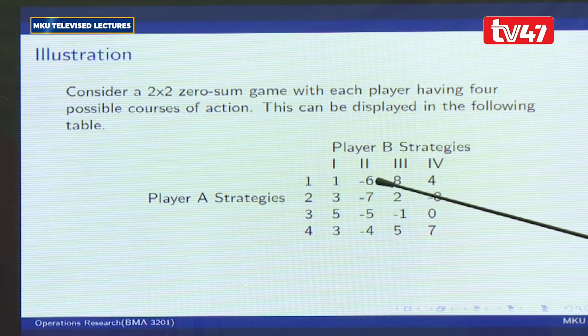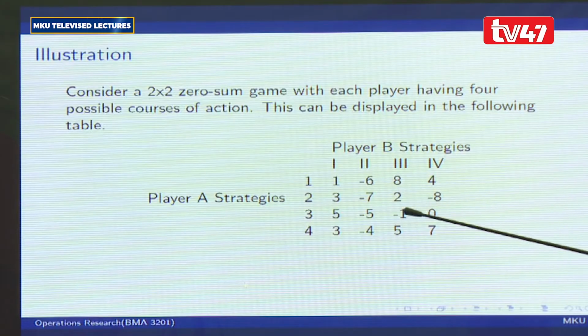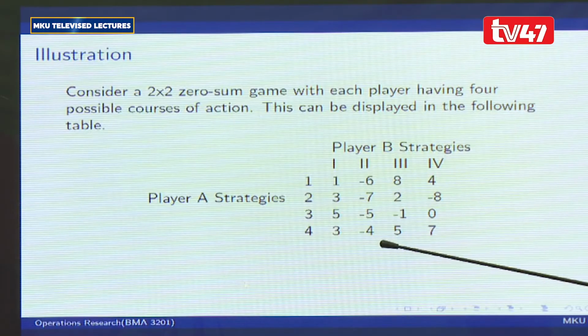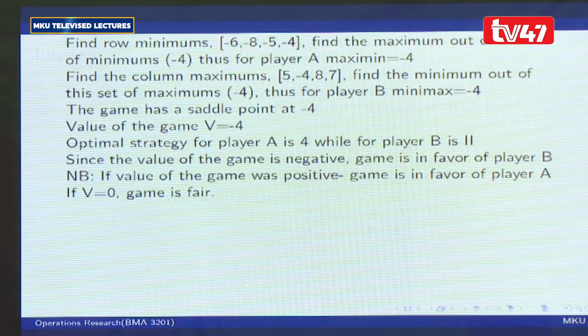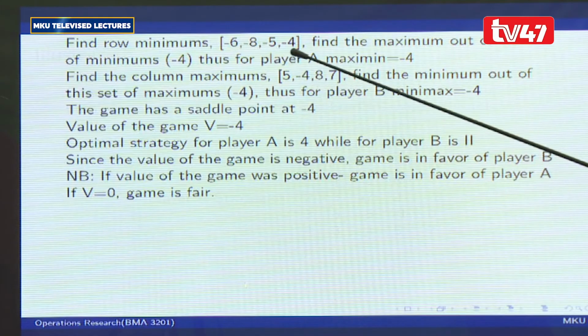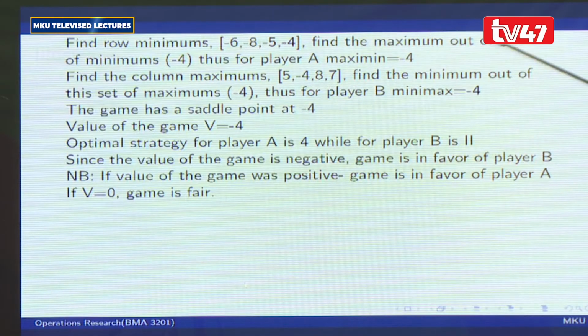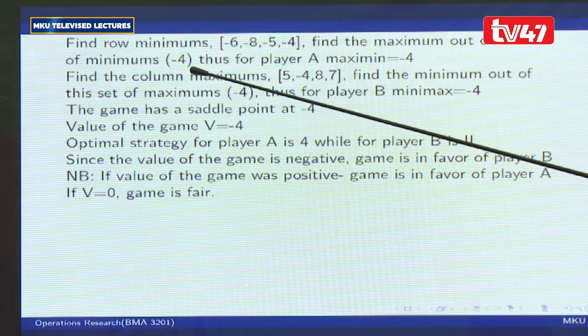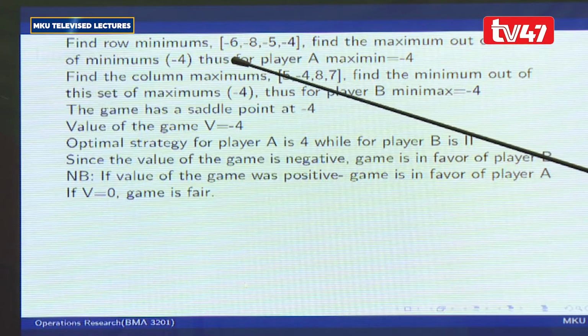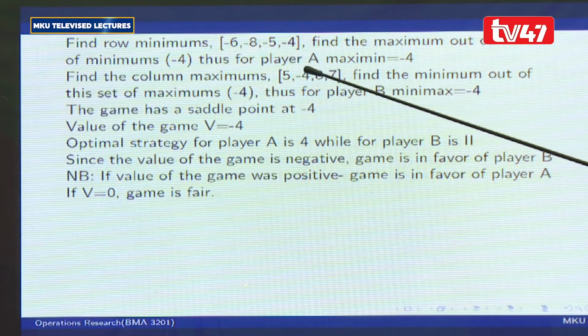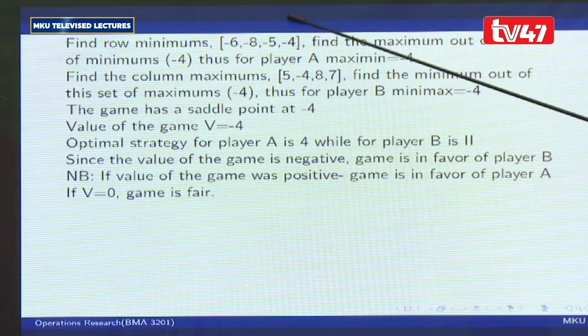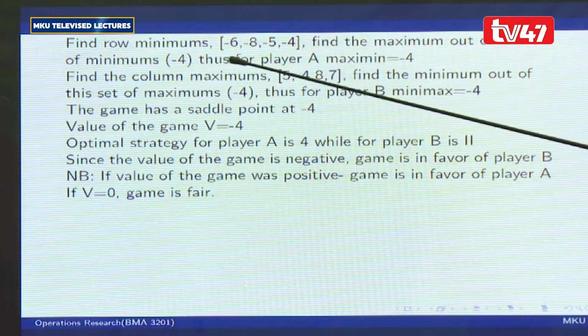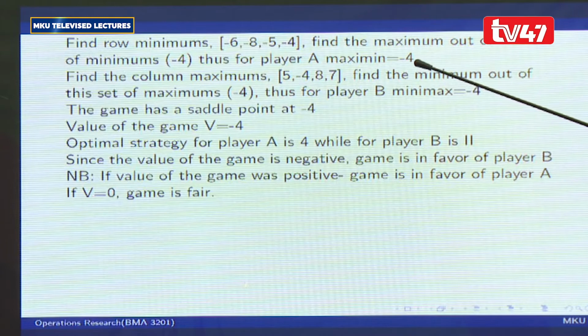In this row, it's negative 6. This one is negative 6, negative 8, negative 5, and negative 4. Then we get the maximum out of those minimums. So find the row maximum; these are the values. Then find the maximum out of this set of minimums, which is negative 4. Negative 6, negative 8, negative 5, negative 4. The maximum out of this set is negative 4.